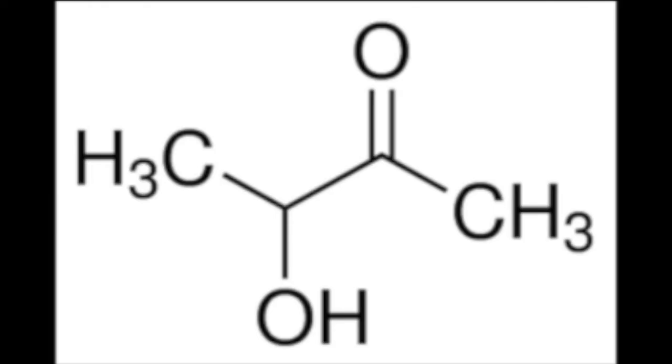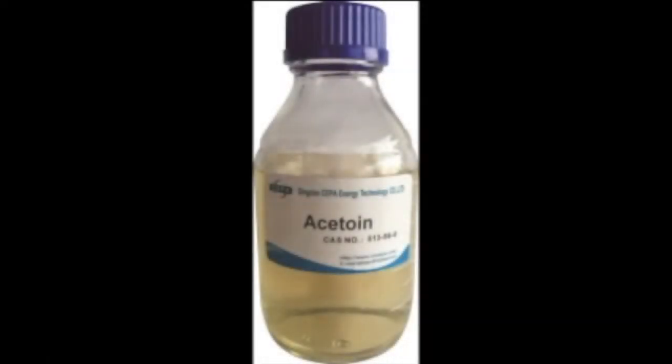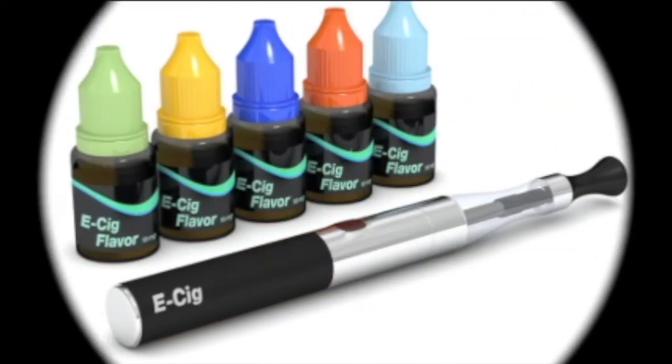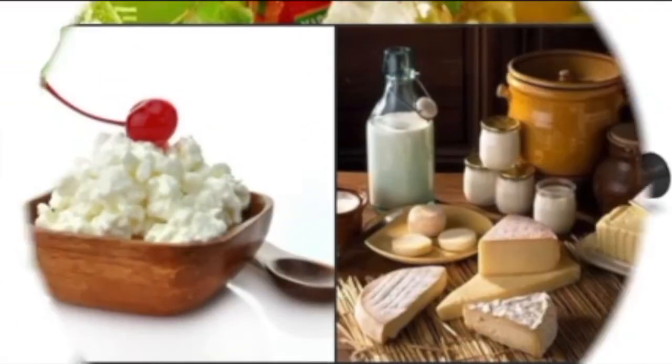Acetone is also known as acetyl-methylcarbonyl. It's a volatile chiral molecule and is usually a colorless liquid. Acetone has a wide range of uses and is found in cigarettes, foods, cosmetics, and even in detergents.